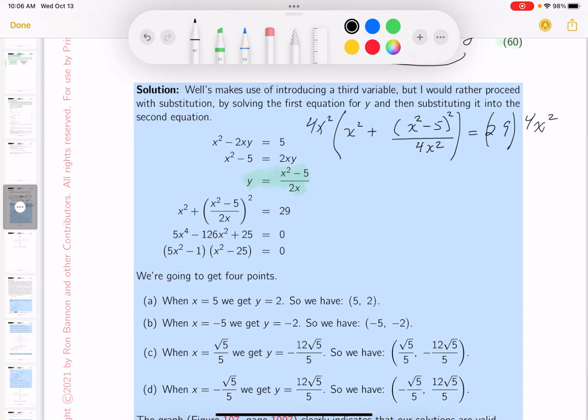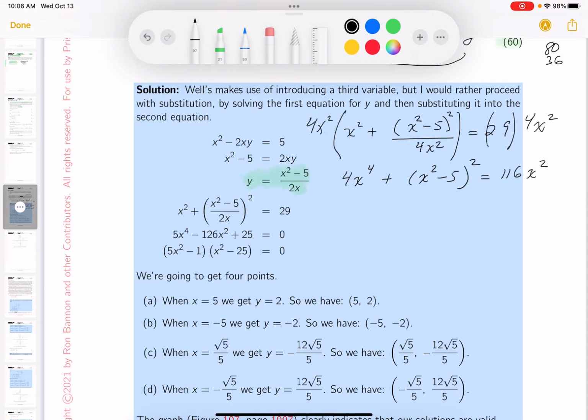And what would you get? You get 4x to the fourth. By the way, the problem's got much worse now. It's a fourth degree now. Much worse. What do you get over here? Plus (x squared minus 5) squared. And 29 times 4, let's see, 80 and 36. Right, I'll write that down for you. 80 and 36. So 116, right?